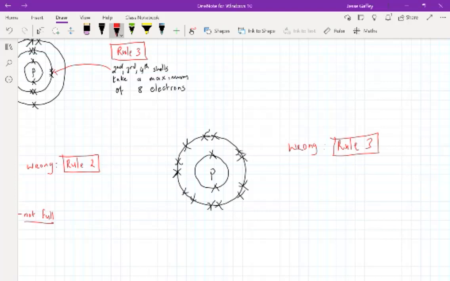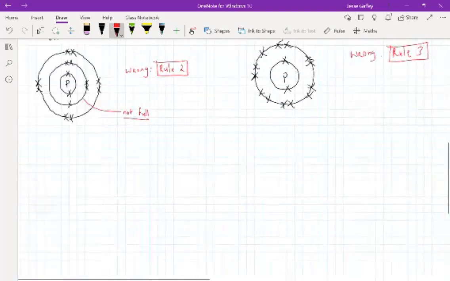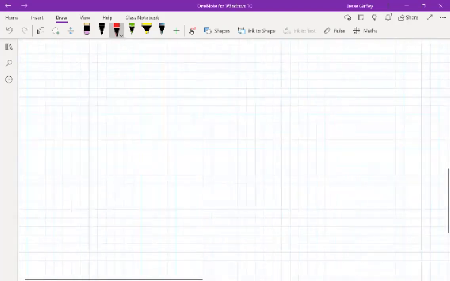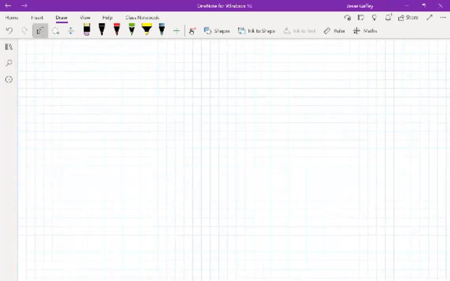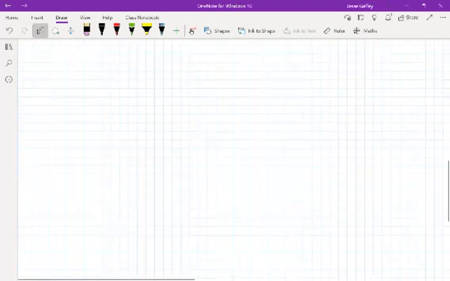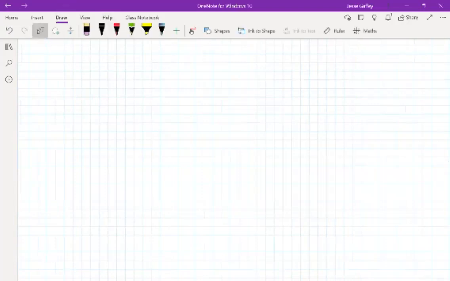Okay, I am going to ask you now to have a go at one for me. I'm going to help you get started. So you have a go at this one. We're going to do the element calcium. First of all, I want you to pause the video, find out how many electrons calcium has, and then press play.